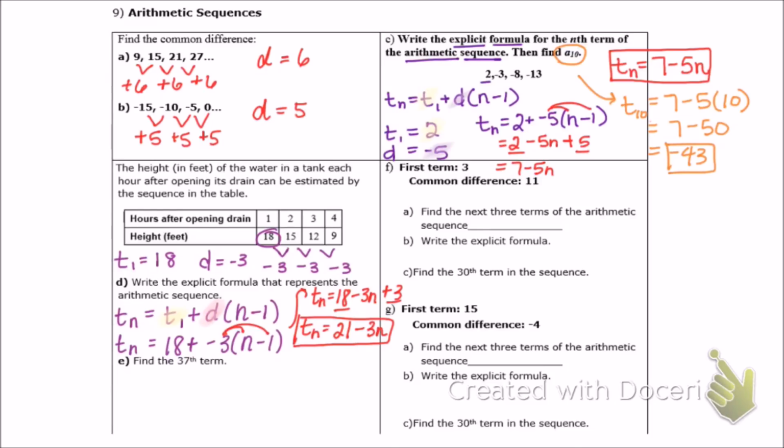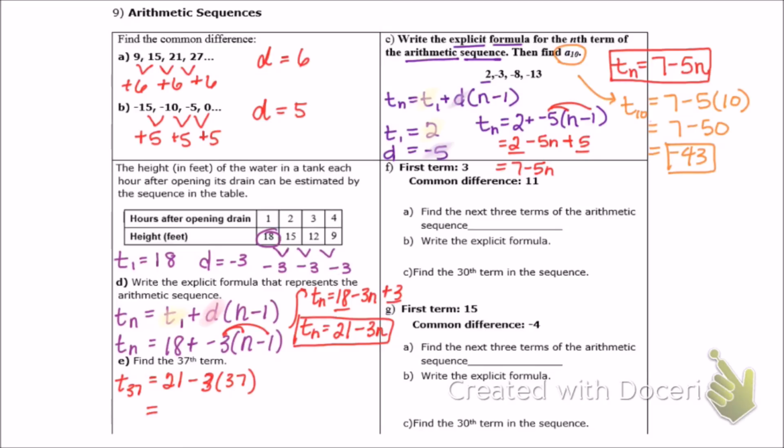So then whenever we go to part E and it asks us to find the 37th term, we don't have to just keep this pattern going until we reach 37 hours. We're able to just plug this number into our function, which is going to be T sub 37 equals 21 minus 3 times 37. And we'll figure out what this is.